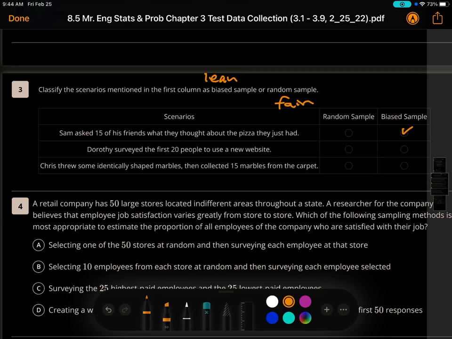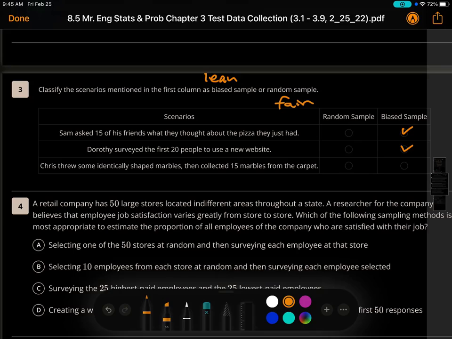Because you're in front of Sam, you're kind of fearful of what he's going to say, so you better say you like it. Dorothy surveyed the first 20 people to a new website. Well, if you're the first person to find the website, most likely you're kind of looking for it, so you'll already kind of like it. Does that make sense? That's why it's biased.